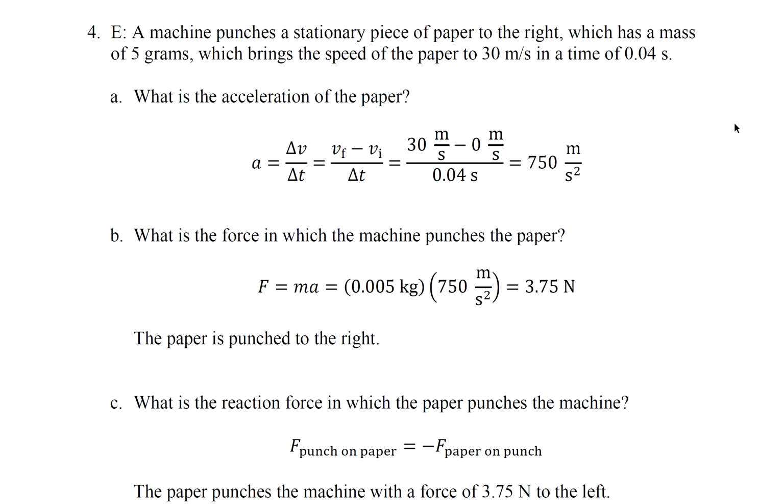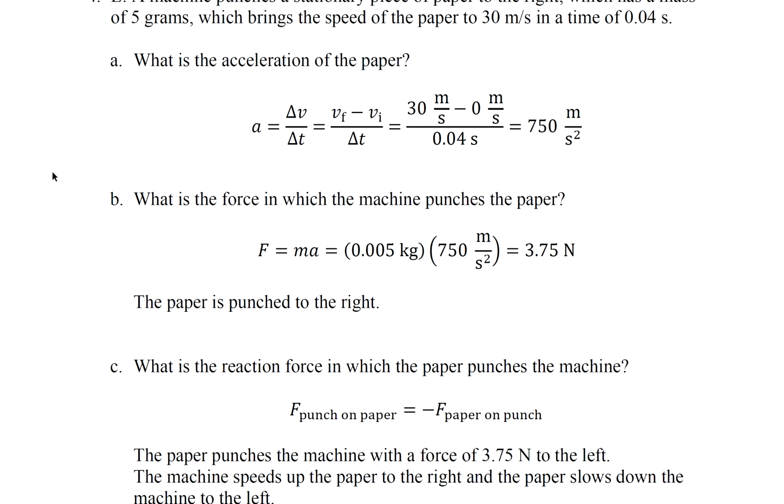Question 4. A machine punches a stationary piece of paper to the right, which has a mass of 5 grams, which brings the speed of the paper to 30 meters per second in a time of 0.04 seconds. Part A, what is the acceleration of the paper? We're going to use a equals dv over dt.